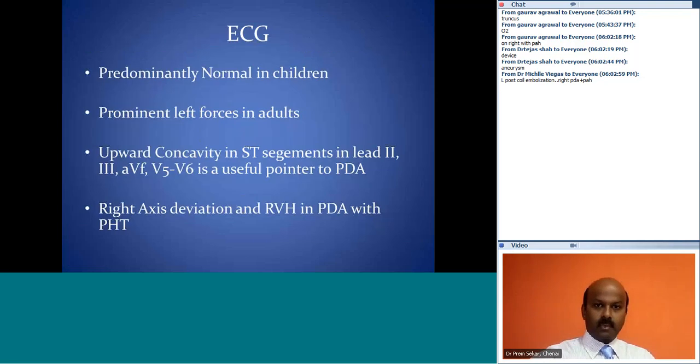ECG is unremarkable, and except when you have severe pulmonary arterial hypertension and long-standing PDA, you would have right axis deviation with RV hypertrophy. Otherwise, it's sadly unremarkable. Some of the older textbooks point out that an upward concavity in ST segments in lead 2, 3, AVF, V5 to V6 is a useful pointer to PDA, as it's not seen in other congenital heart defects. It's something which you can take for your exam.